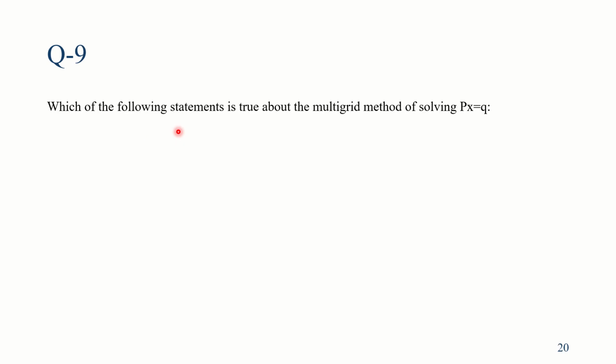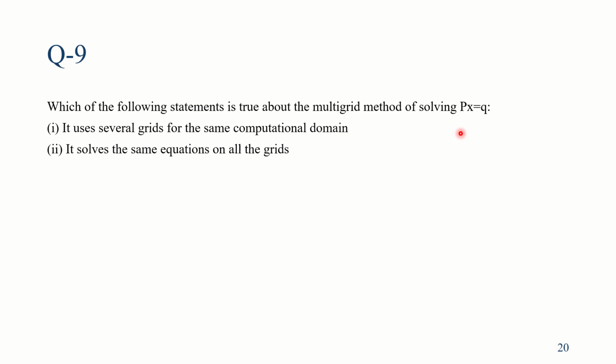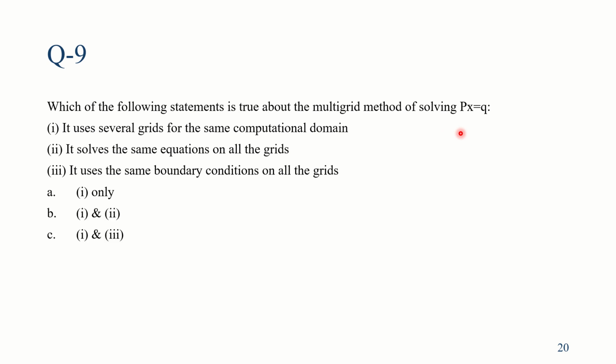Which of the following statements is true about the multigrid method of solving Px is equal to Q? One, it uses several grids for the same computational domain. Two, it solves the same equations on all the grids. Three, it uses the same boundary condition on all the grids. Option A, 1 only; option B, 1 and 2; option C, 1 and 3; option D, 2 and 3. So what is the multigrid method?